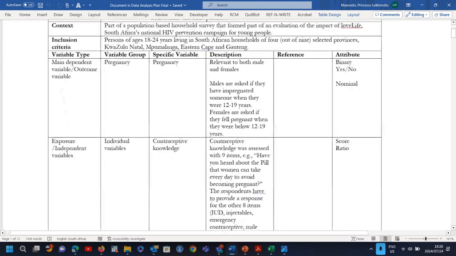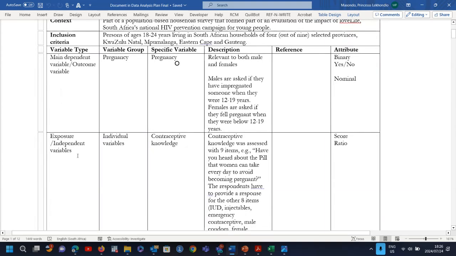Then it goes into a list of the factors, the independent variables. They said there are variables at an individual level, so they had a group of individual-level variables. One of the variables is your knowledge about contraceptives, to say maybe if you were not aware, it will increase your risk of experiencing a pregnancy. You are at risk, right?